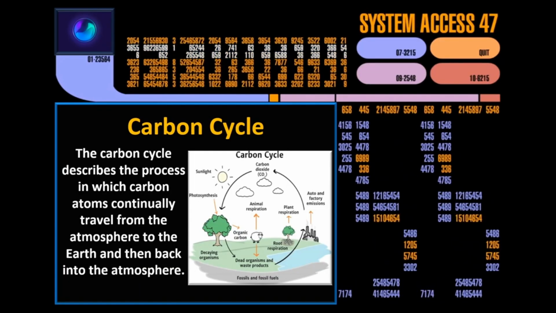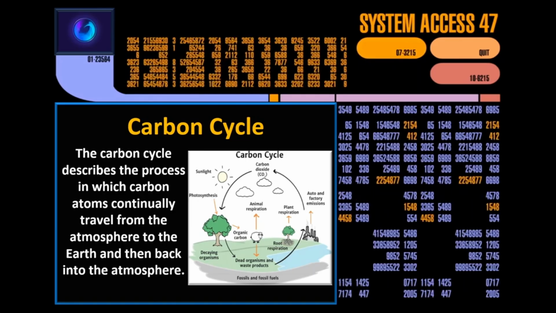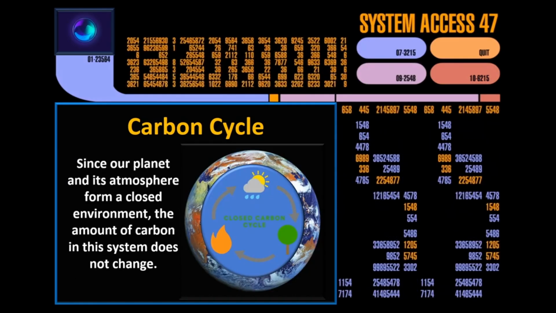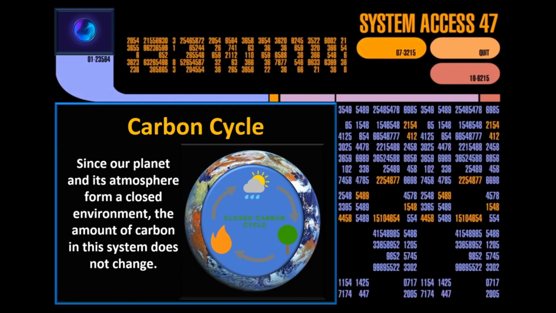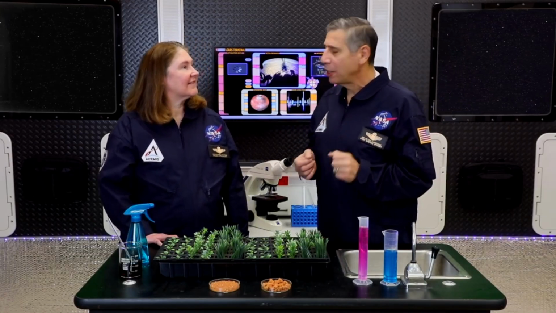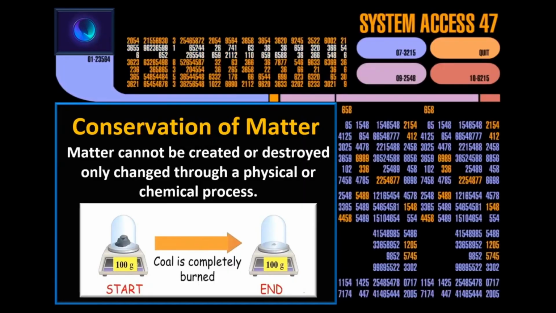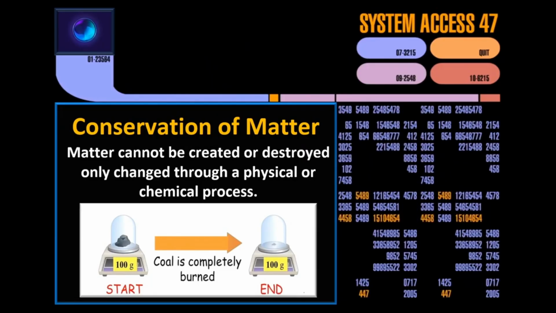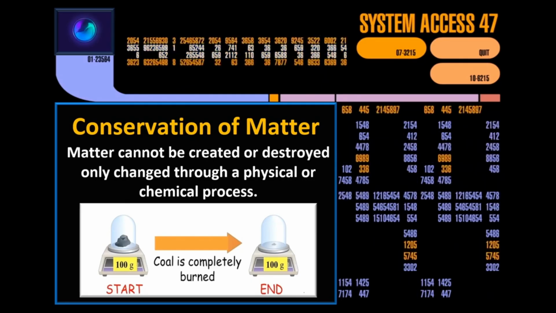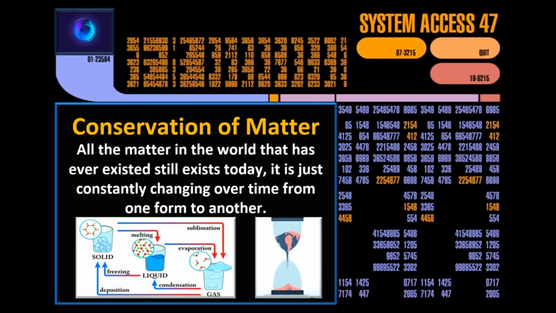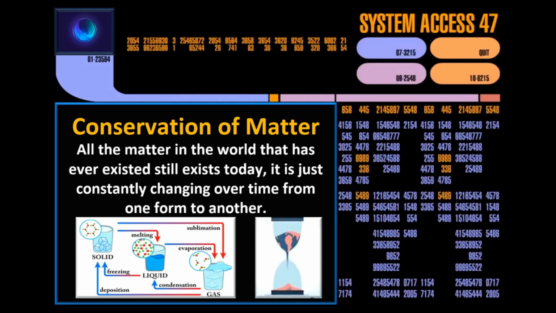The carbon cycle describes the process in which carbon atoms continually travel from the atmosphere to the Earth and then back into the atmosphere. Since our planet and its atmosphere form a closed environment, the amount of carbon in this system does not change. Correct, Aurora. As a matter of fact, Professor, Aurora touched on a very important concept, which is called the conservation of matter. Processing. The law of conservation of matter says that matter cannot be created or destroyed, only changed through a physical or chemical process. All the matter in the world that has ever existed still exists today. It is just constantly changing over time from one form to another.